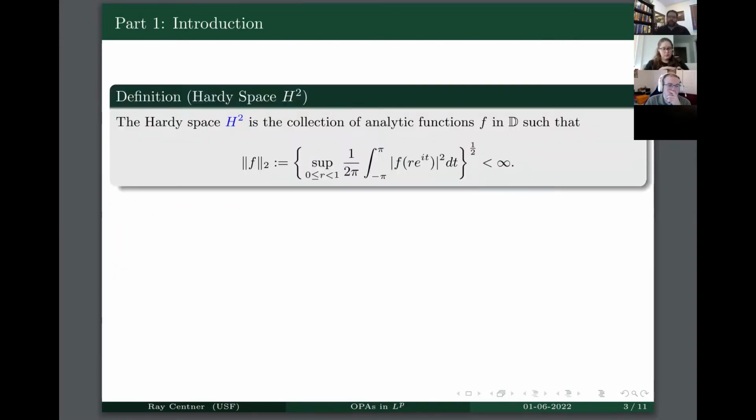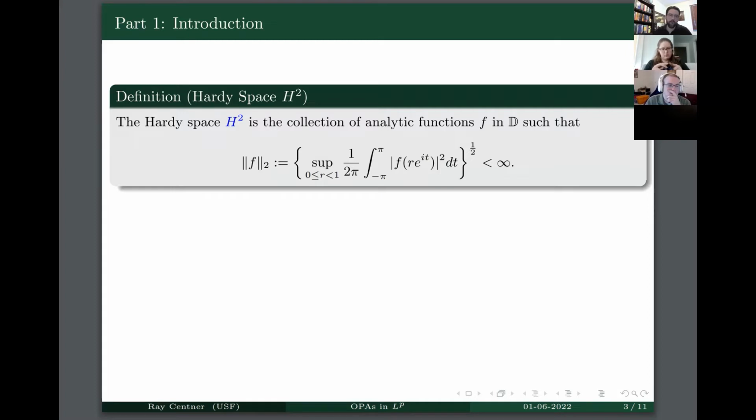One of the original contexts for optimal polynomial approximants was the Hardy space H2, and it was introduced in this context in the early 80s. Just to recall what H2 is, the Hardy space H2 is the collection of functions that are analytic in the disk so that this supremum is finite. That supremum defines the norm on the function f.